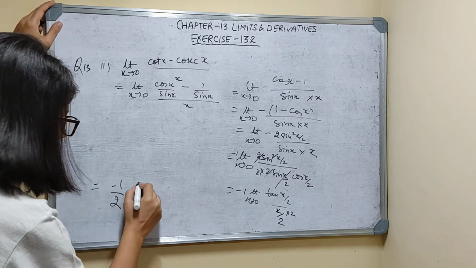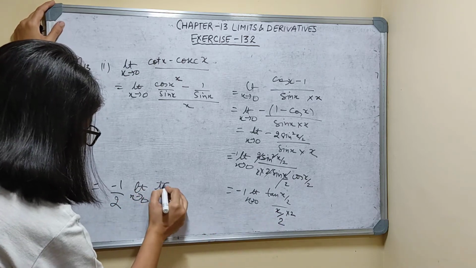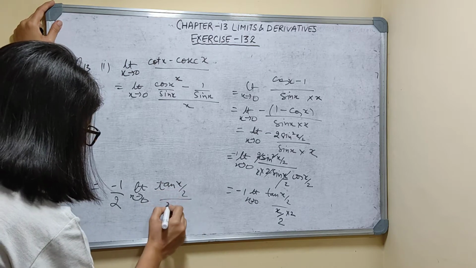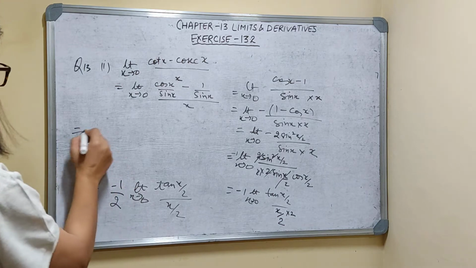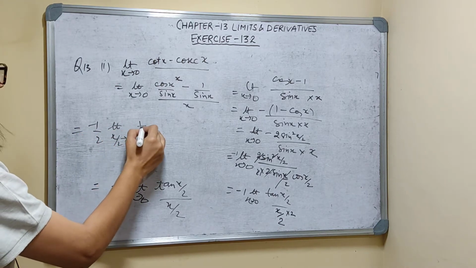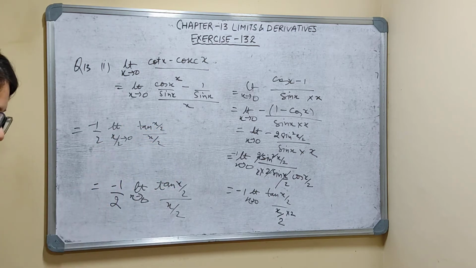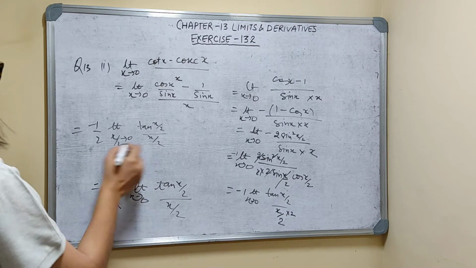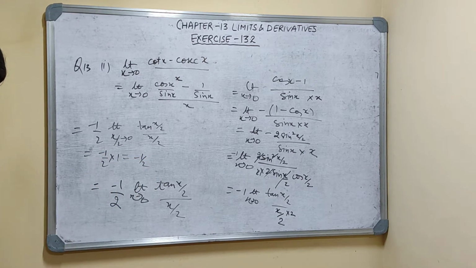So minus 1 upon 2, limit x tends to 0. I forgot that x. So tan x by 2 upon x by 2. When x tends to 0, x by 2 also tends to 0. So I can write minus 1 by 2, limit x by 2 tends to 0, tan x by 2 upon x by 2. Tan x by x is equal to 1. So minus 1 by 2 into 1, the answer is minus 1 by 2.